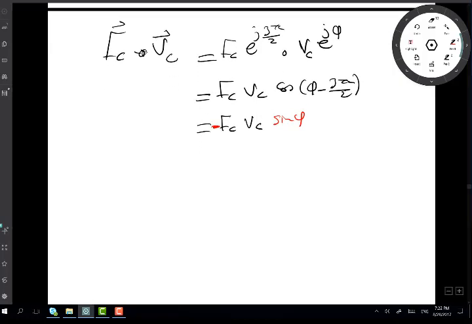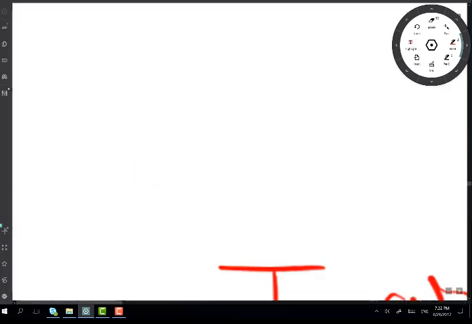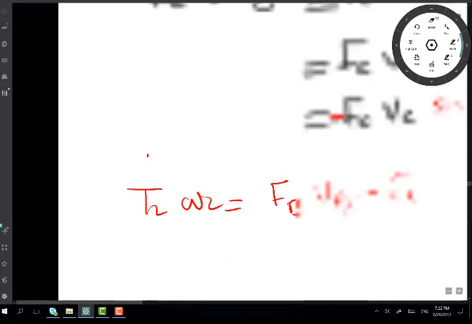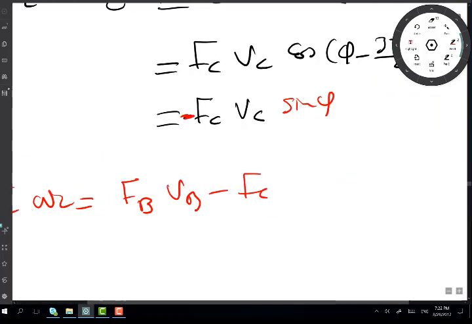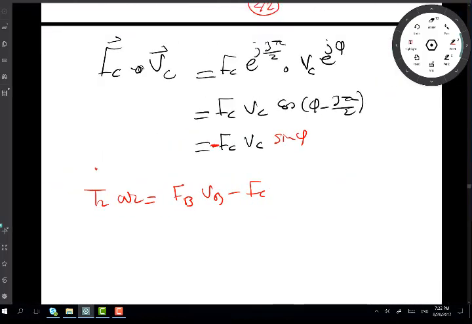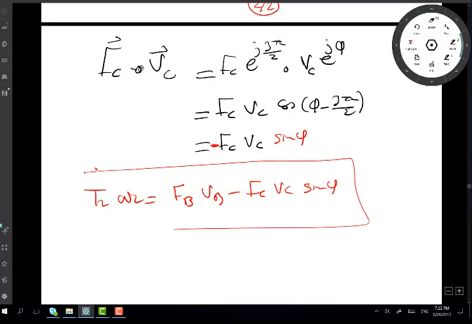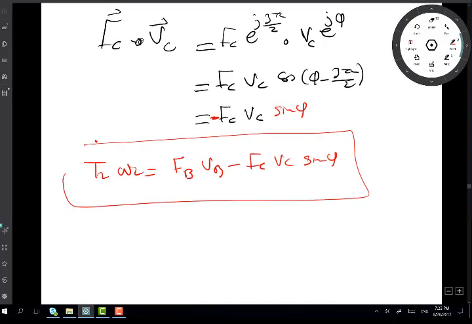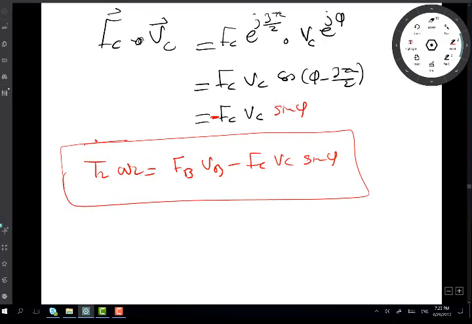So when we write our equation, it will be T2 ω2 being equal to FB VB minus FC VC times cosine of the angle between those two, so it will be VC sine φ. So this will be my input power and this will be my output power, right? This is the idea that we try to apply when we calculate the torque required.